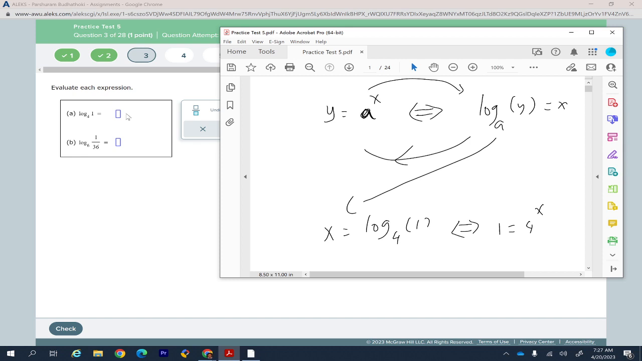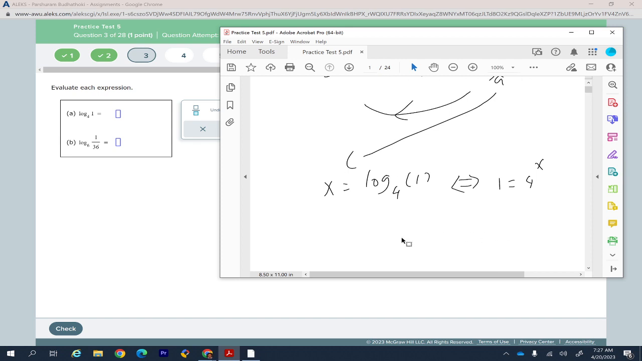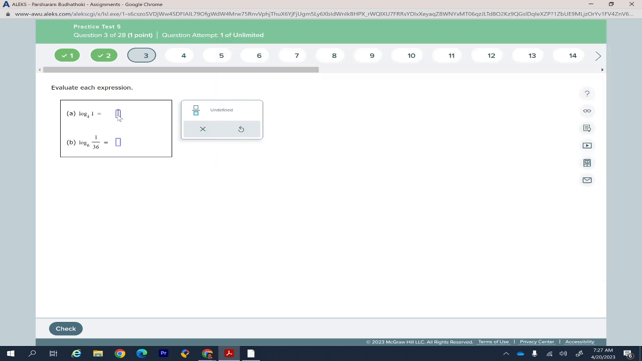So finding the value of this is actually solving this equation: 1 equals 4 to the power x. For what value of x is 4 to the power x equal to 1? There is only one possibility, that is 4 to the power 0. So 4 to the power 0 gives you 1, and the value that goes here is 0. Log base 4 of 1 is 0.